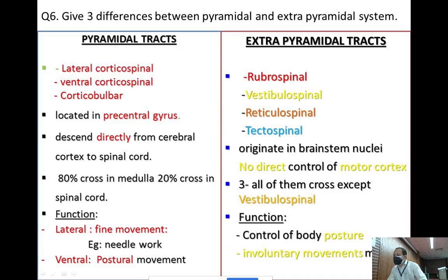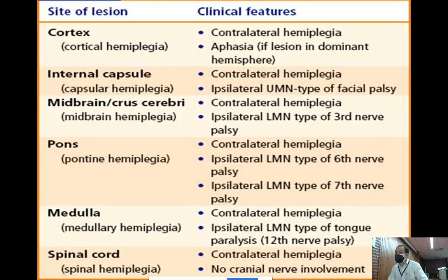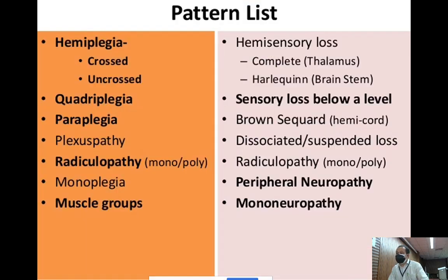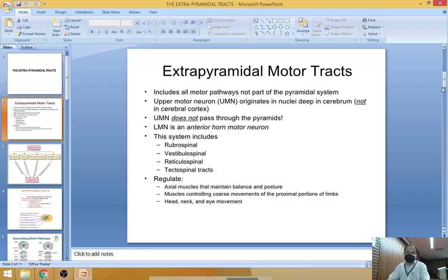Besides involuntary movement, which is again controlled by the extrapyramidal tracts, the main role is the control of body posture and equilibrium. Now I'll not go into this; it will be for the next class. So I guess that will be all for today, and we have completed the discussion on the pyramidal and extrapyramidal tracts.